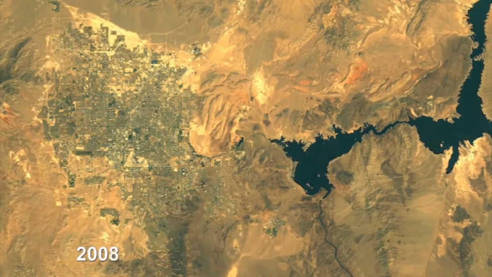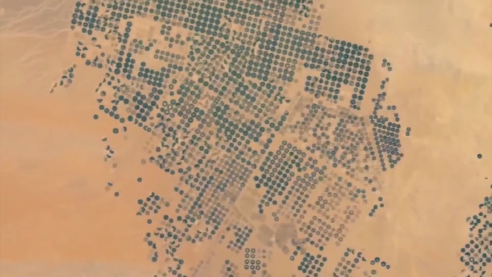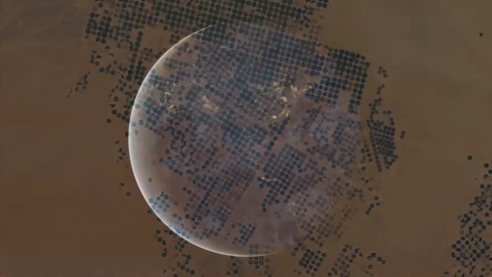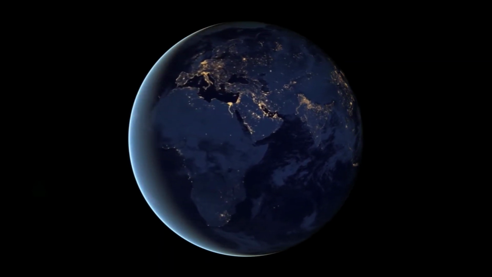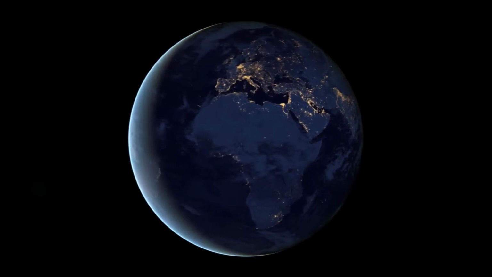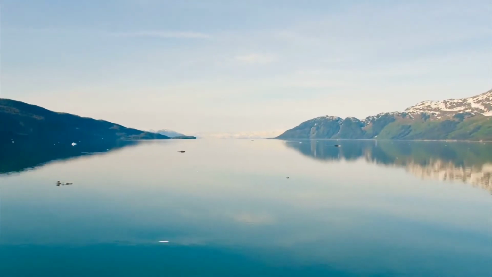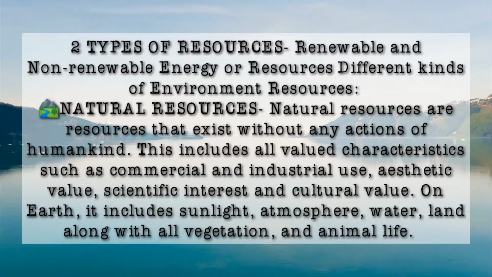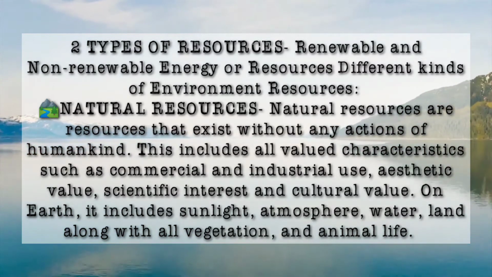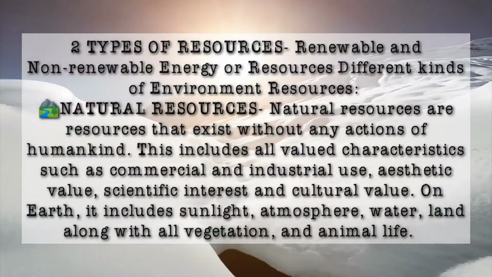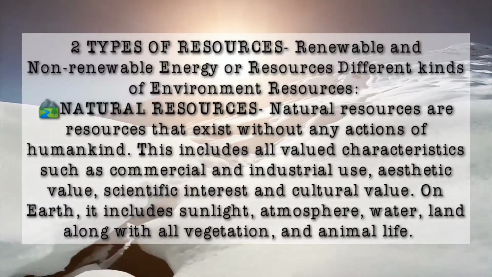So the first thing, the main goal of man, is to survive because of the natural resources that we get from the earth. So let's now know about the possible sources of resources. Okay? So we have 2 types of resources. We have renewable and non-renewable energy or resources. These are different kinds of environmental resources. These are the usual things that we can get from our planet.